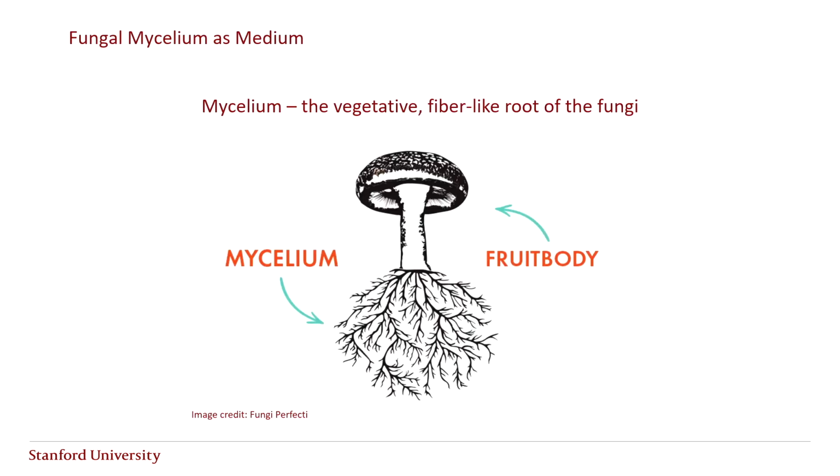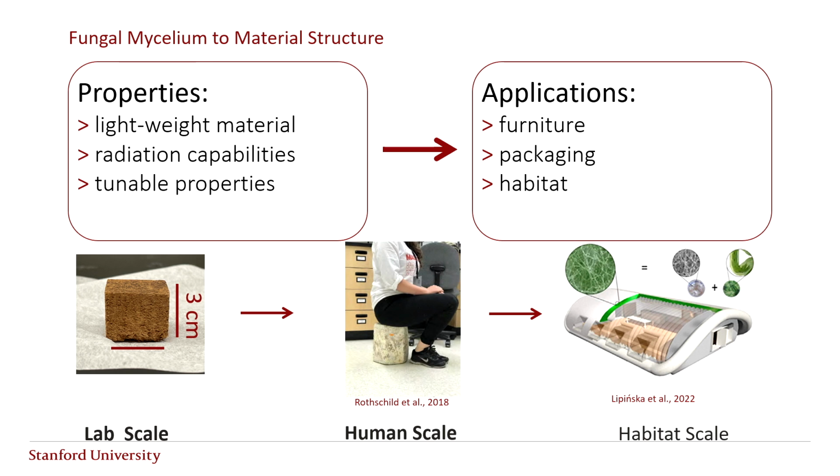Mycelium is just the vegetative root of the fungi. If you think about The Last of Us, that's the really scary villain. It's a very interesting network system. Some of its really cool properties are that it's a lightweight material, it has radiation capabilities, and also tunable properties. And this is not just a theory.